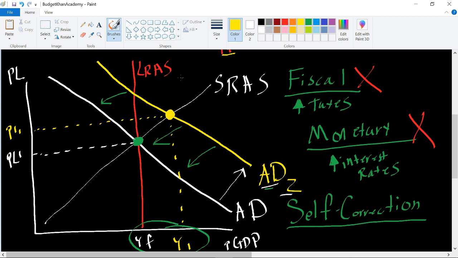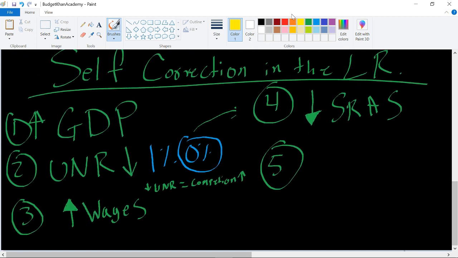And if our SRAS decreases because of these higher wages, what has happened to our price level? Our price level has risen even more. And this makes sense, because if we're paying our workers more and we still want to make a profit, we've got to raise our prices. So this decrease in the SRAS is going to be raising the price level.